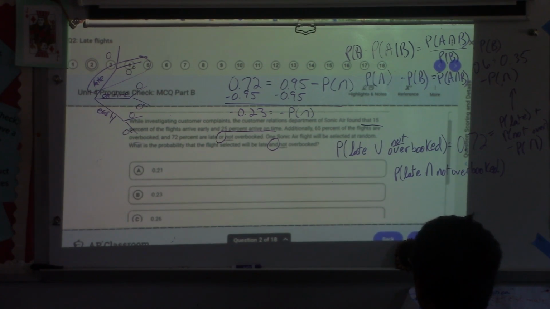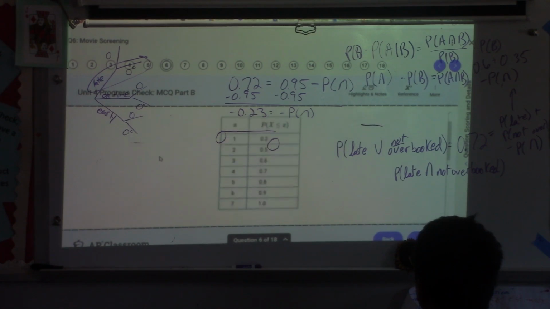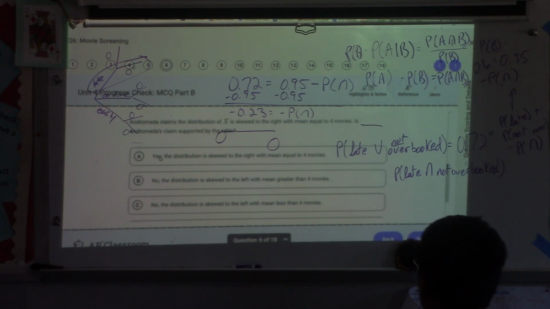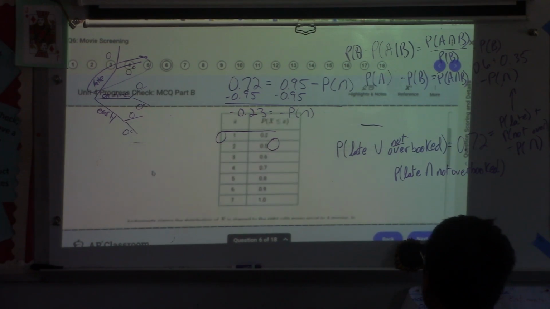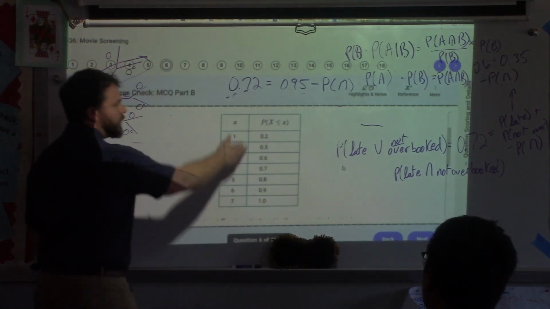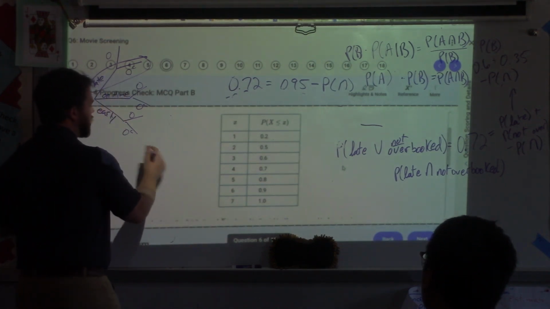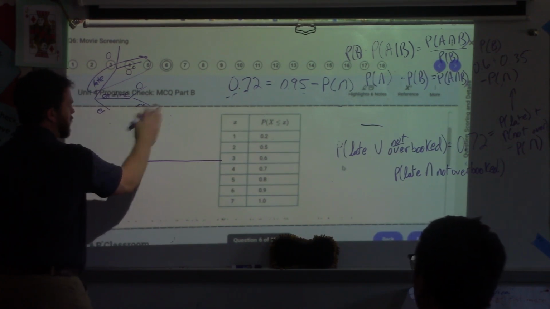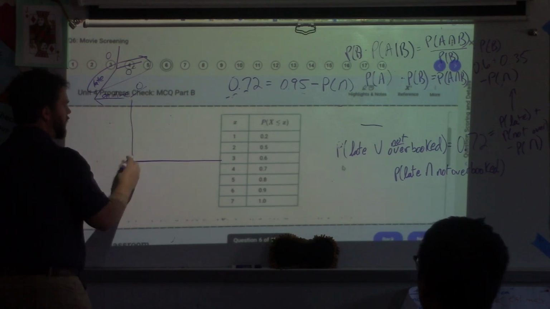Questions 6 and 14 are the last two. So Andromeda claims the distribution of X is skewed to the right with a mean equal to 4 movies. Is Andromeda's claim supported by the table? This one is often more difficult for students. How could I check to see roughly what the mean is? Actually, what was happening in this table? Cumulative. Yeah, we need to recognize this is cumulative, and that definitely causes difficulty for a lot of students. If you want to make your life easy, it makes sense to break it down.